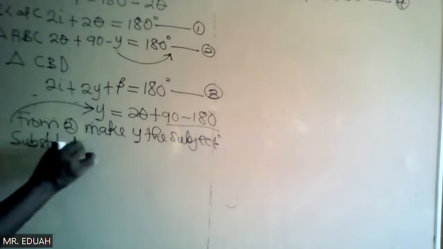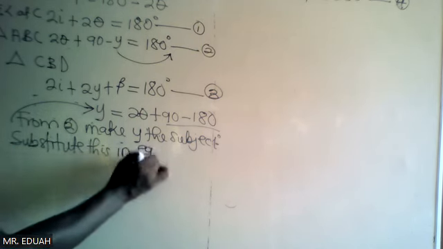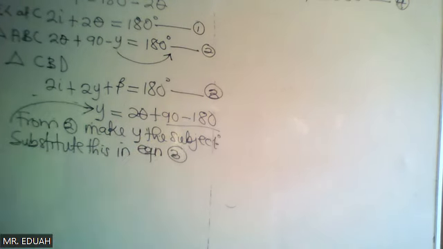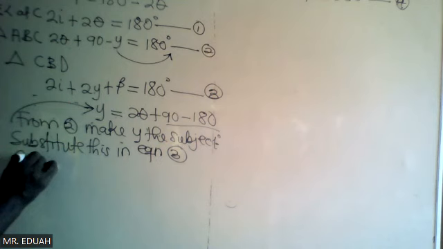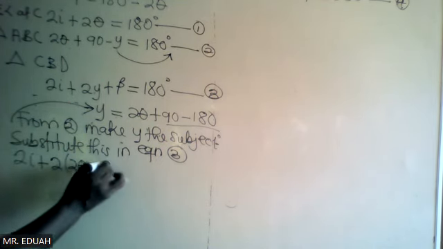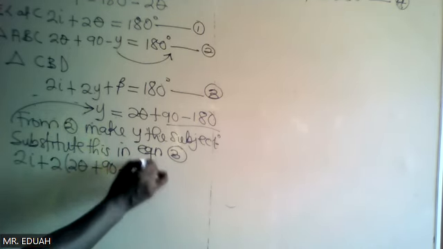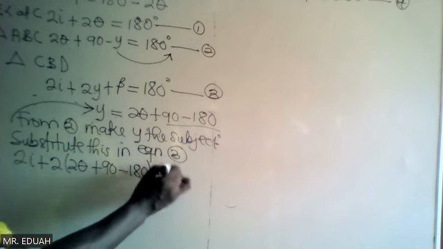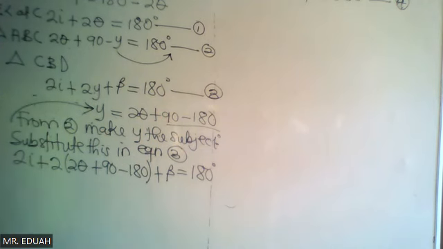Substitute this in equation 3. In this equation 3, wherever I see y, I substitute this. So I have 2i plus 2 times (2 theta plus 90 minus 180) bracket close, plus beta is equal to 180 degrees.